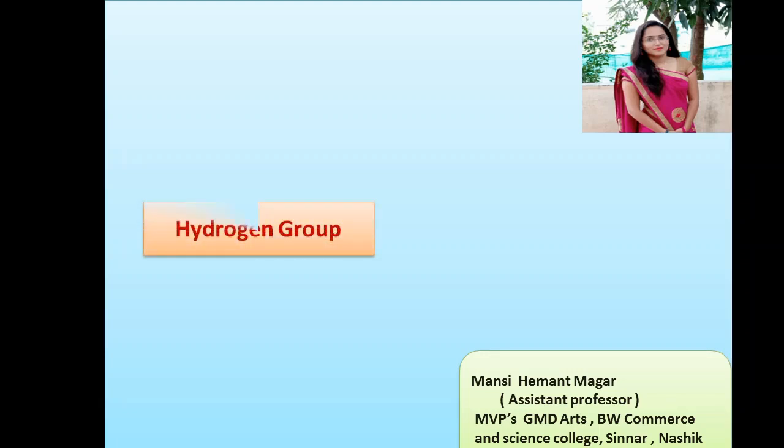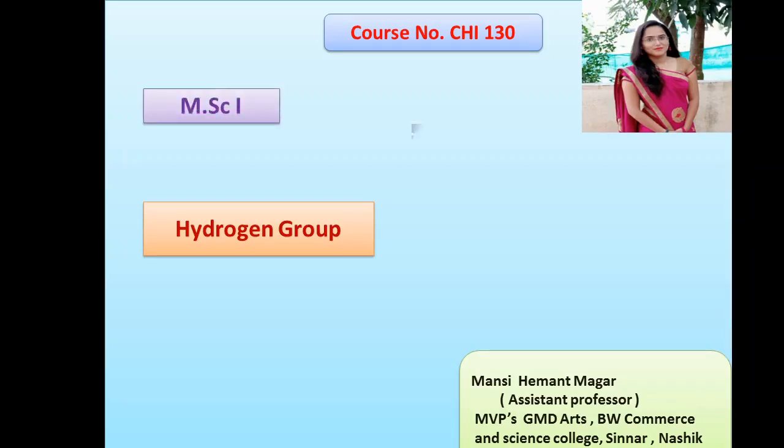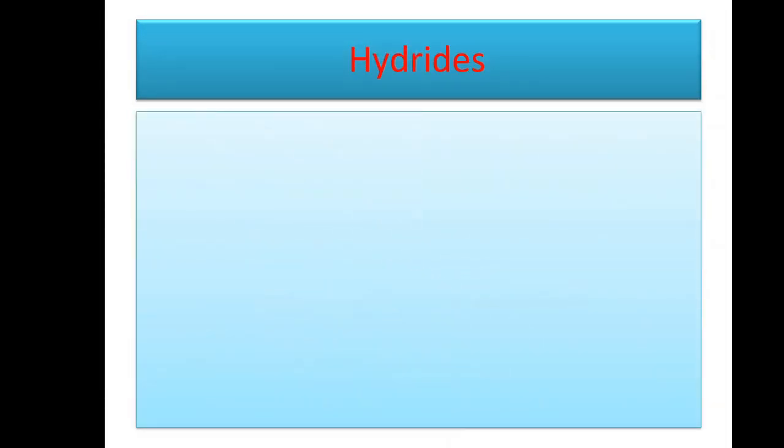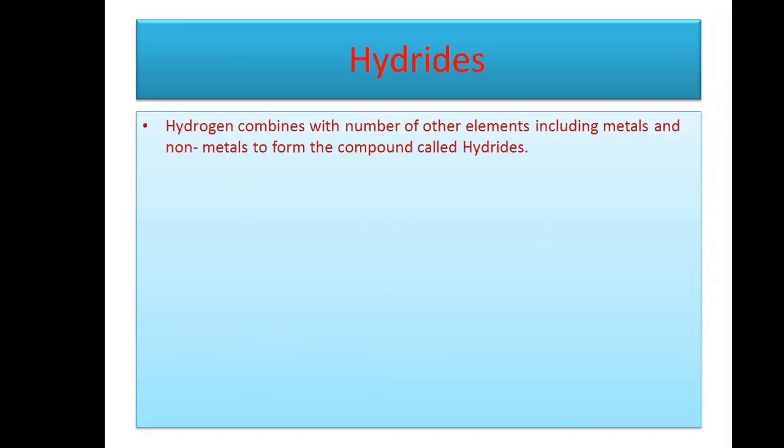Today I will teach about the hydrogen group from MSc first year, course number CHI 130, part 2, lecture 4. The point is hydrides. What is meant by hydrides? Hydrogen combines with a number of other elements, including metals and non-metals, to form compounds called hydrides.